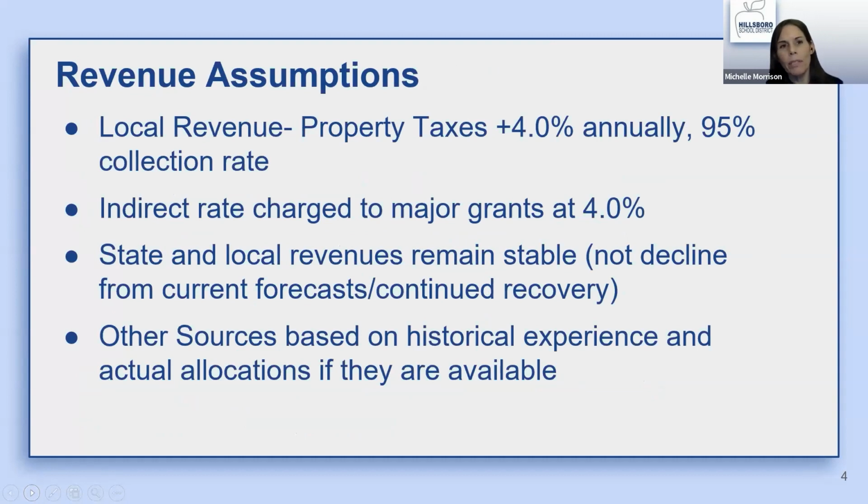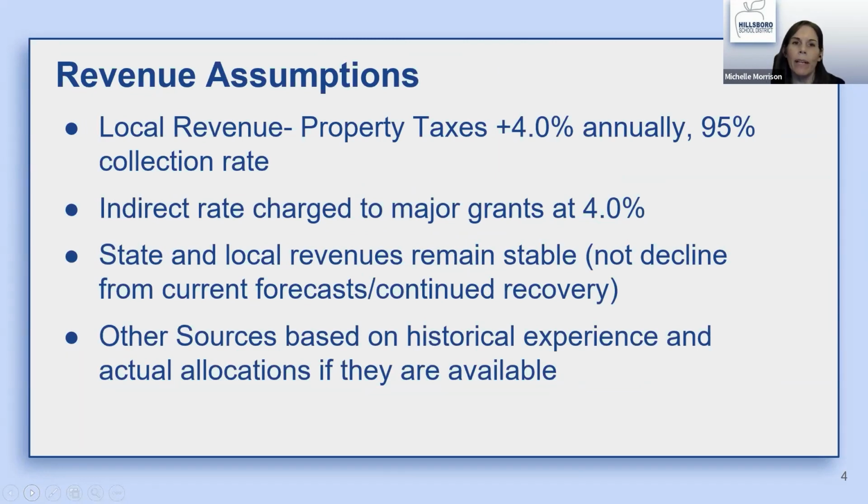So the revenue assumptions are pretty straightforward. We have our local revenue, the property taxes, which increase an average of 4% annually. It's a pretty stable increase because of the cap from Measure 5, and they will typically see a 95% collection rate. Those play into our forecasting numbers as we're looking ahead.